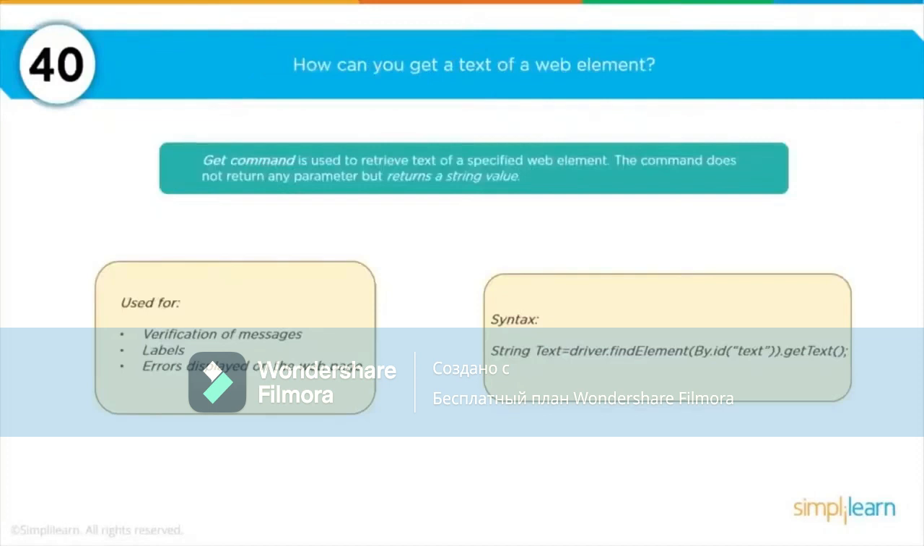An additional question you'll be asked is, how can you get the text of a web element using Selenium? Well, the get text command is used to retrieve text of a specific web element. It's important to remember, however, that the command does not take any parameters, but just returns a string value. So you want to be able to capture that string value and discuss it.